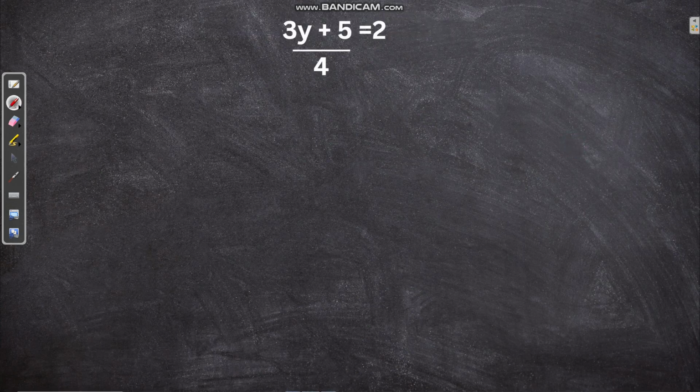3y plus 5 equal to 2. First of all, take this 4 on the other side. It is 3y plus 5 equal to 2, divided by 4. Divided by 4, when you take it on the other side, it becomes multiplication by 4. So 3y plus 5 is equal to 8.